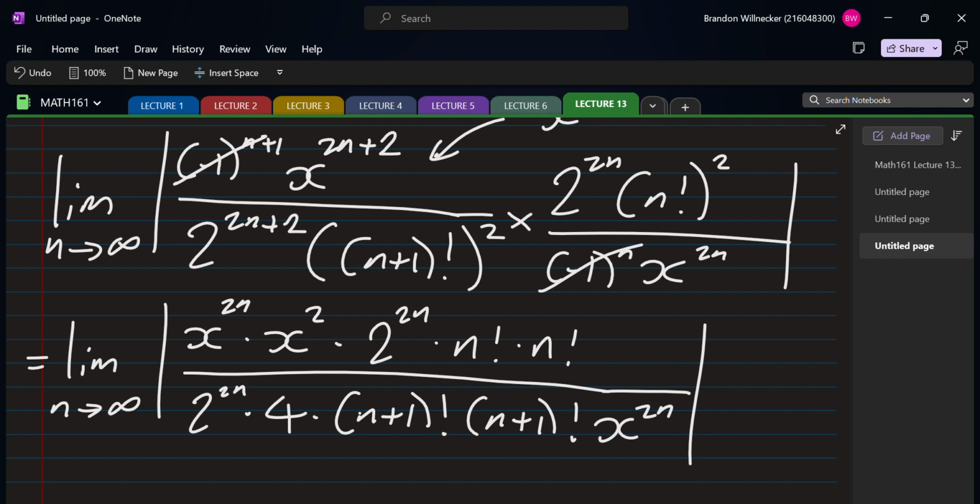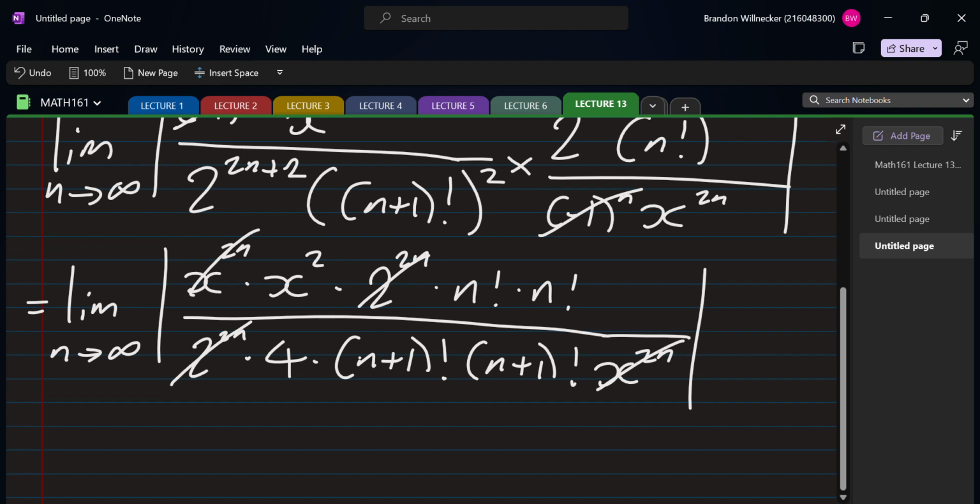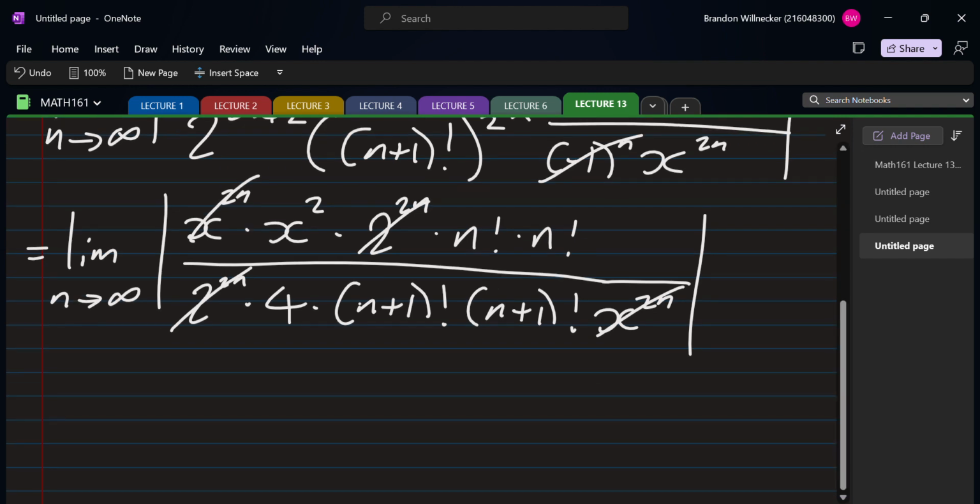Okay, now we can see what can we cancel. So we've got an x to the 2n at the top, x to the 2n at the bottom, they can go. We've got a 2 to the 2n at the top and a 2 to the 2n at the bottom, they can go. Okay, looks better now. Now we've got an n plus 1 factorial appearing twice. So we're going to use that same trick we had before. The n plus 1 factorial, we're going to write as n plus 1 times n factorial. So same as we did before.